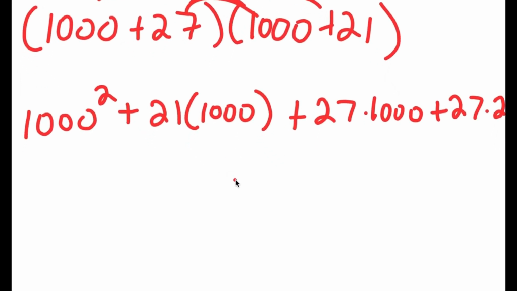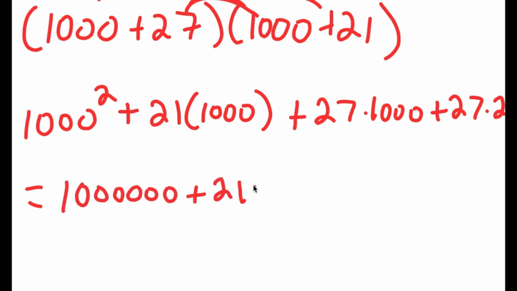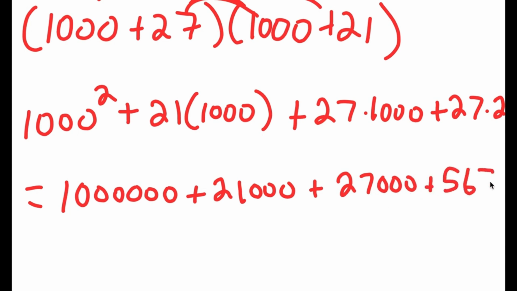Now, 1000 squared, that's equal to 1 million. Plus 21 times 1000 is 21,000. Plus 27 times 1000 is 27,000. Plus 27 times 21 is 567.